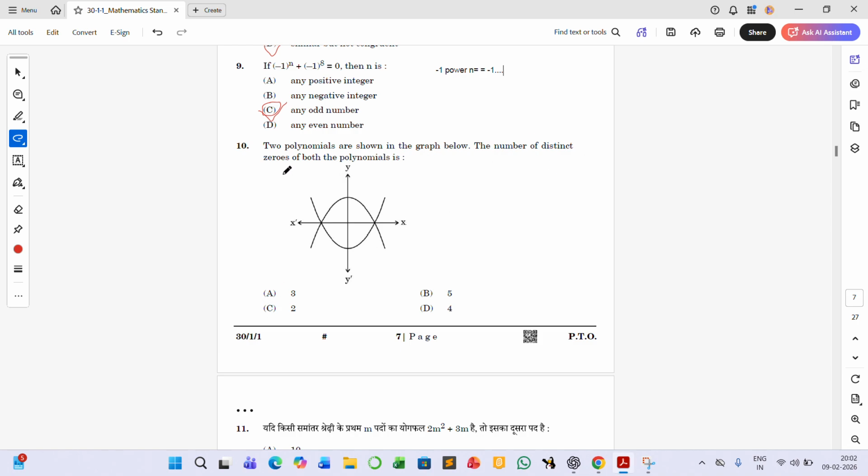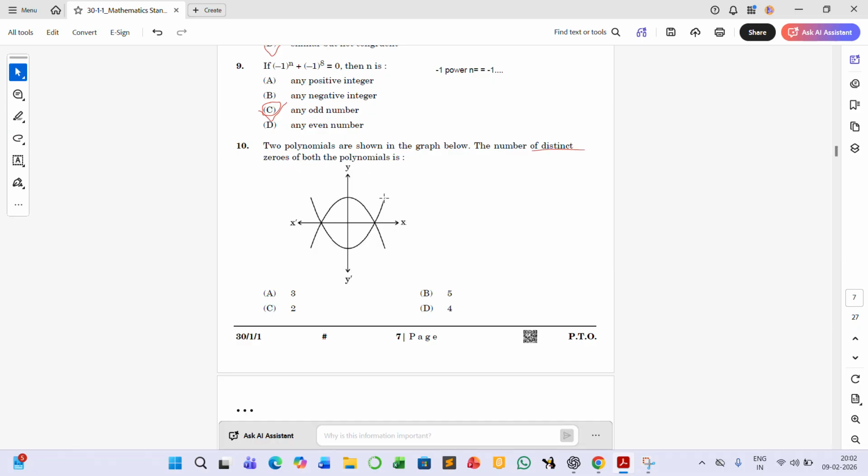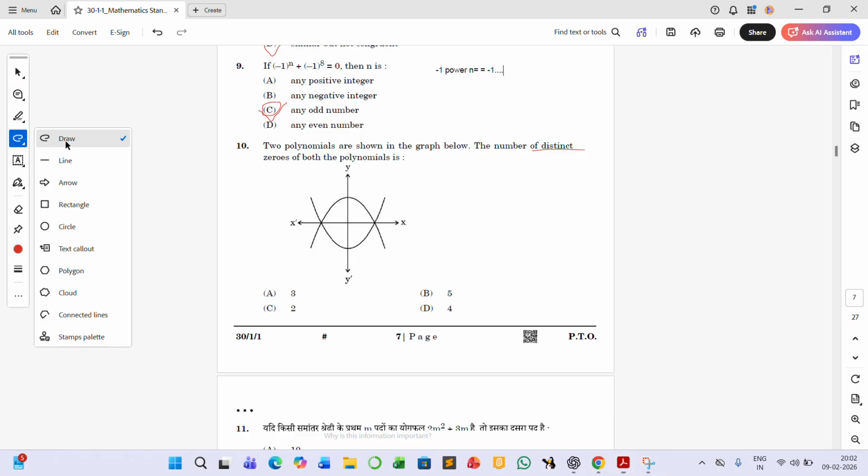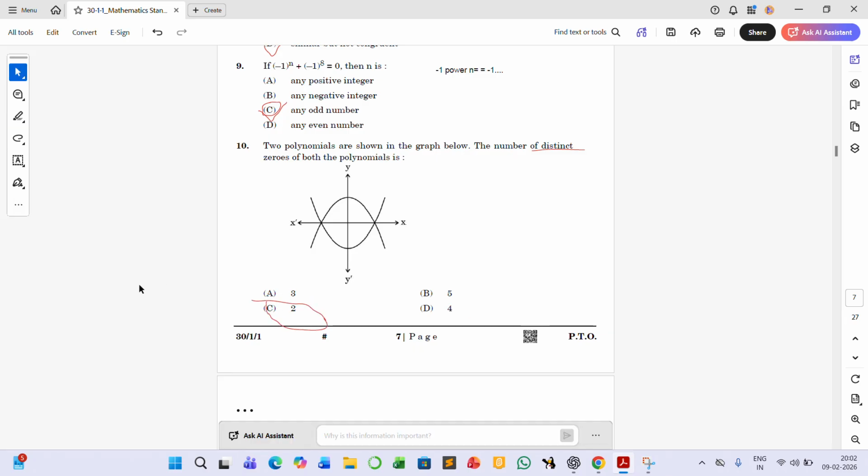And if they would have asked the number of zeros that both polynomials have, then the answer would have been 4, because two zeros of the first polynomial and two zeros of the second polynomial. But they have asked the distinct number of zeros, which means not the same. So it is 2, right?